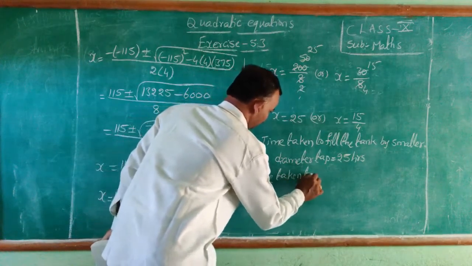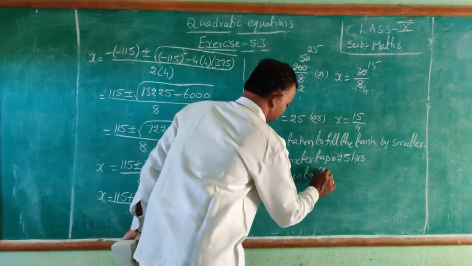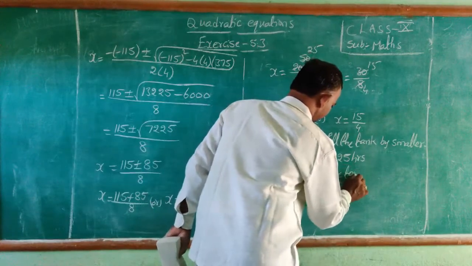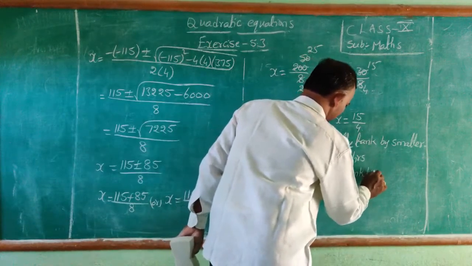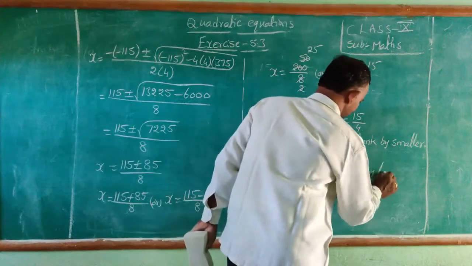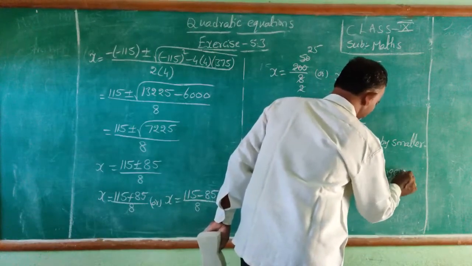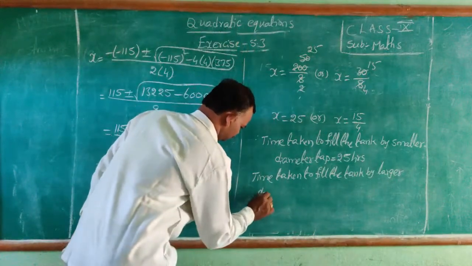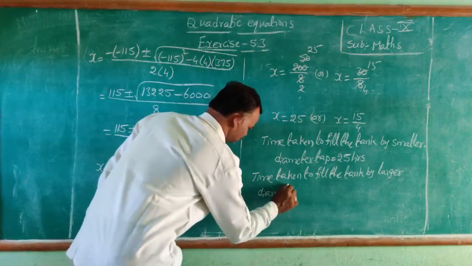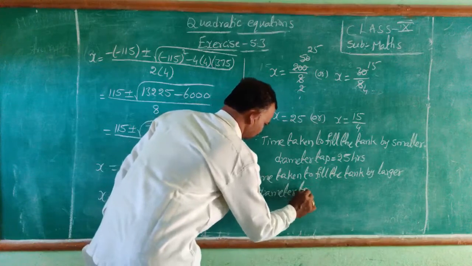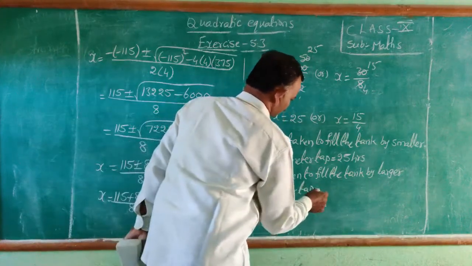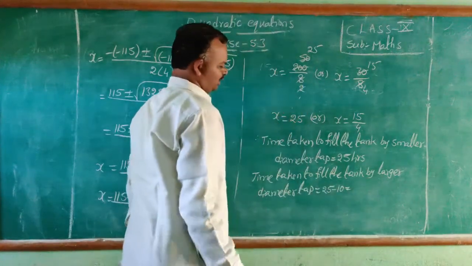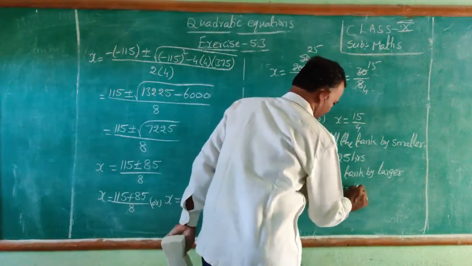Time taken to fill the tank by larger diameter tap is equal to 25 minus 10. 10 hours less time it takes. That is equal to 15 hours.